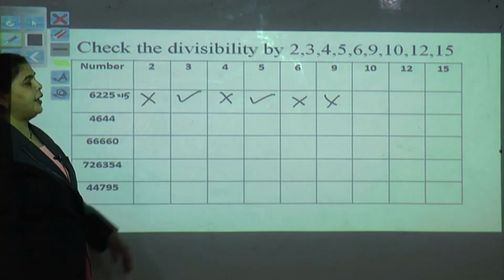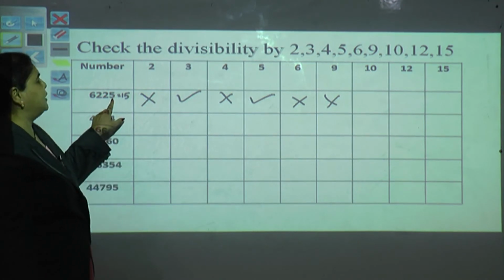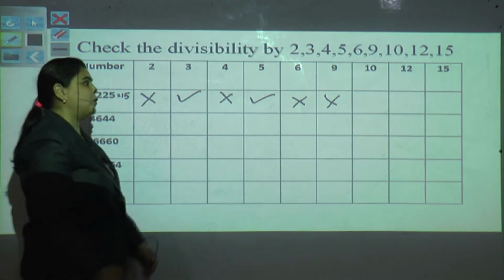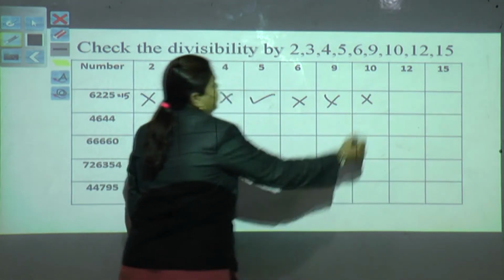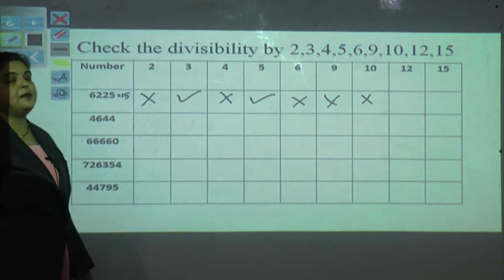And what is the rule of 10? You know it should be 0 in the ones place. We don't have a 0 in this number. So again it is not applicable, not divisible by 10.